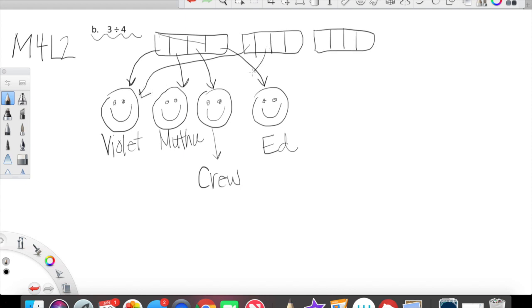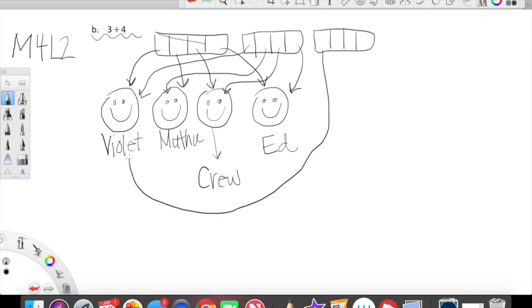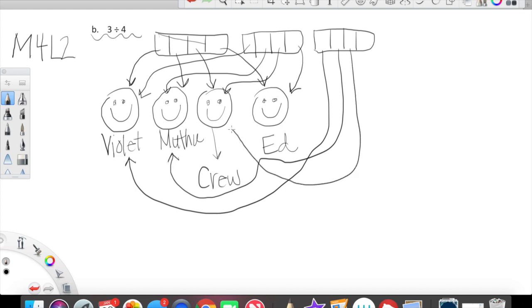We have one for Violet, we have one for Muthu, we have a slice of the second sandwich for Crew, and then Ed, that one's for you. Okay, so now we've given away our second sandwich. What we need to do next is give away our third sandwich. Equally to Violet, a slice to Muthu, and then this slice is for Crew, and then Ed, that one's for you. So let's look at 3 divided by 4.